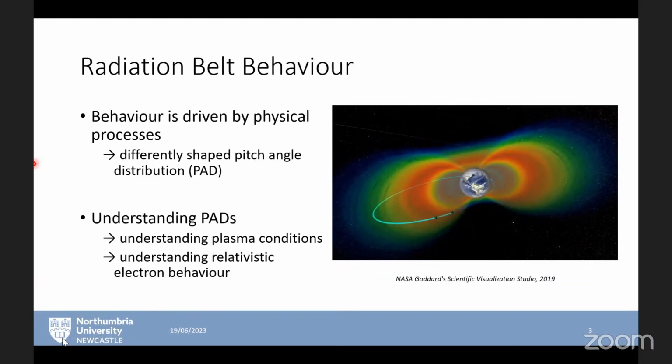Okay. So the radiation belts are highly dynamic, and this is because the relativistic particles that inhabit the belts are driven by physical magnetospheric processes, such as acceleration, transport, and losses at different energies and different pitch angles. This means that different processes result in differently shaped particle pitch angle distributions. And particle pitch angle distributions are really important to understand as they can help us understand the plasma conditions and therefore further understand the behavior of the energetic particles that populate the radiation belts, and in the case of this study in particular, the relativistic electrons.